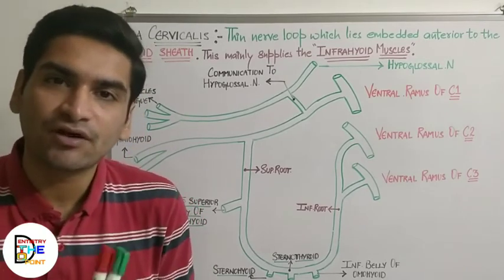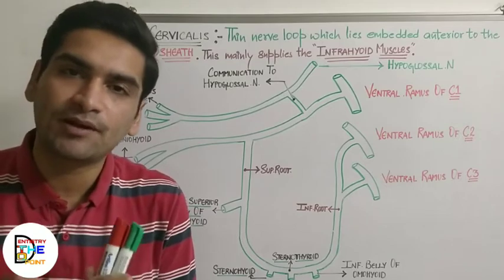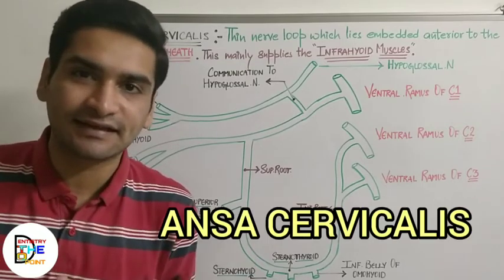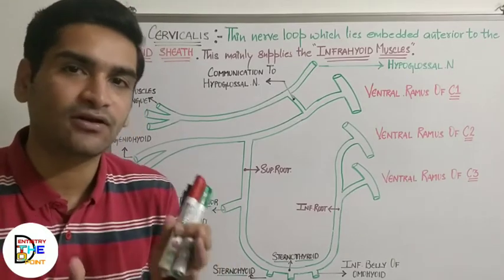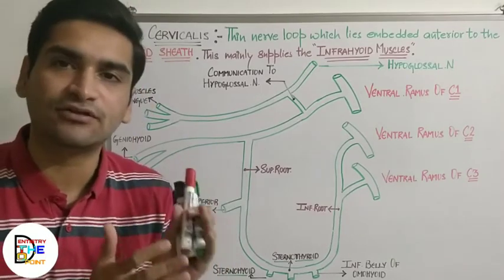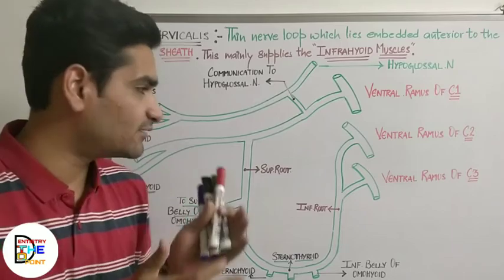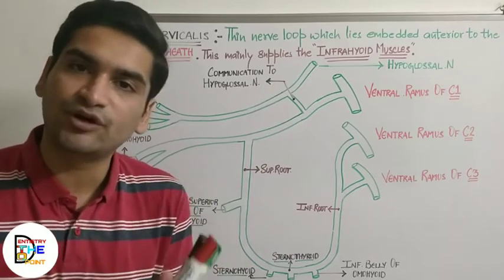So in this video we are going to discuss a very small topic, but it is important, that is Ansa Cervicalis. You might have heard about this in the carotid triangle also. We are going to discuss this in detail, how it is formed, which branches it gives, and where it is going to supply.